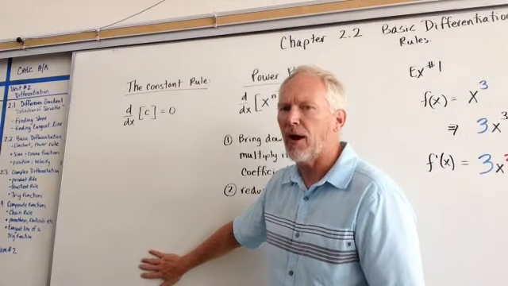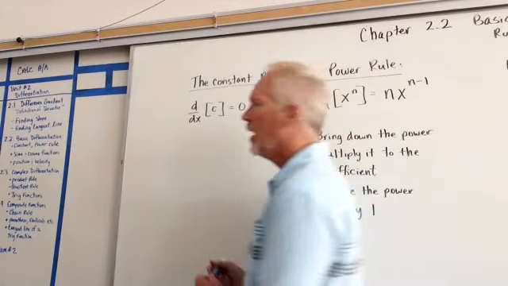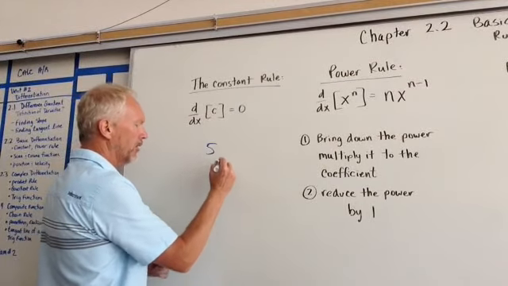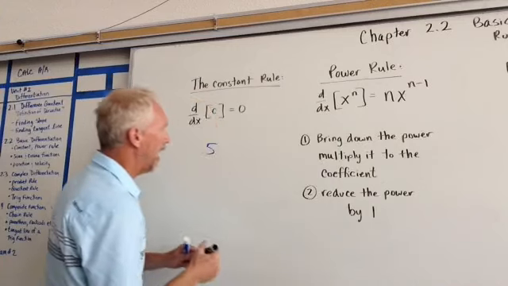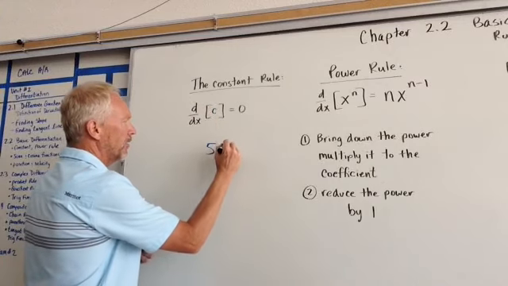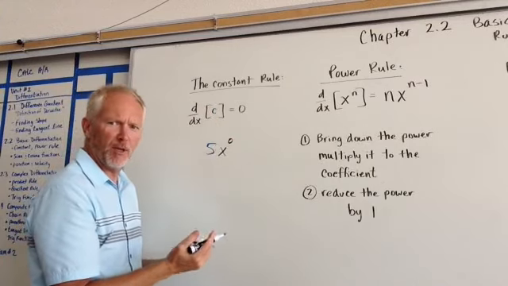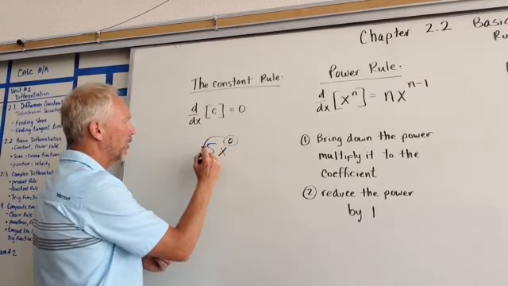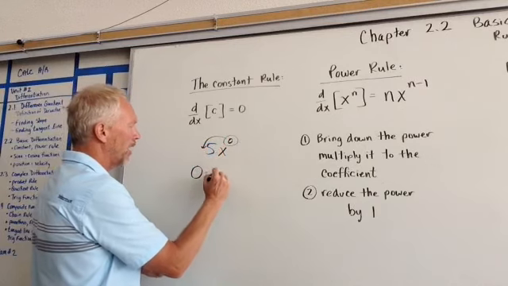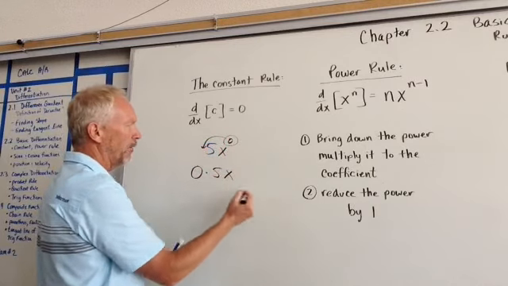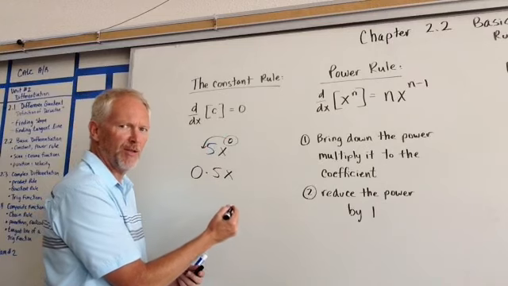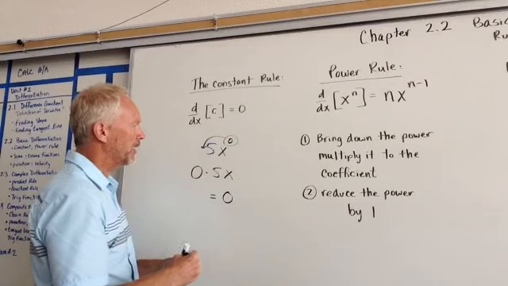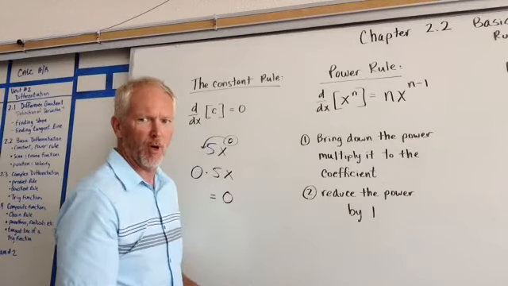So, again, if I look at this constant rule and I had some value, say, of 5, well, this is really 5 times x to the 0th power, right? Because x to the 0th power is 1. If I bring down this 0 and go 0 times 5, it doesn't matter if I reduce the power. As soon as I introduce that 0 being multiplied, that is equal to 0. So that's why any constant will go to 0.